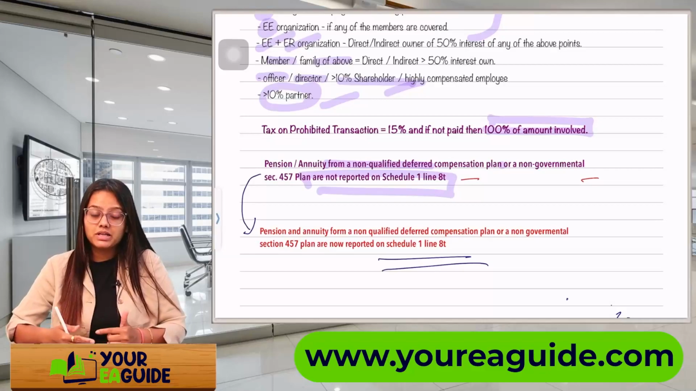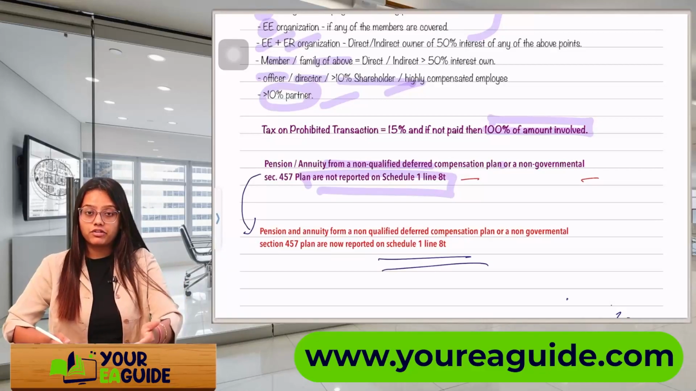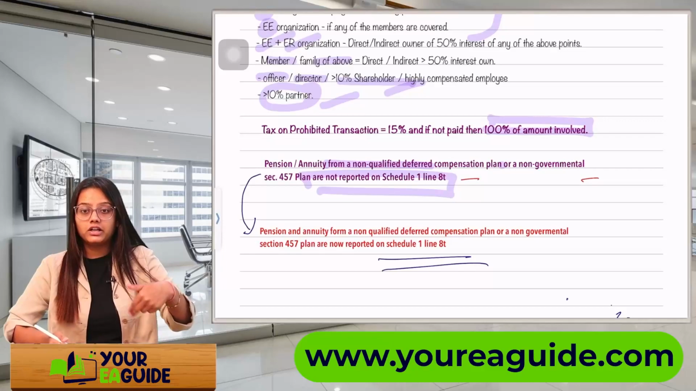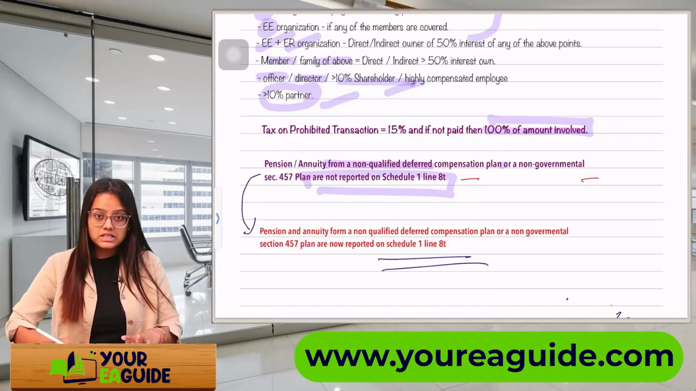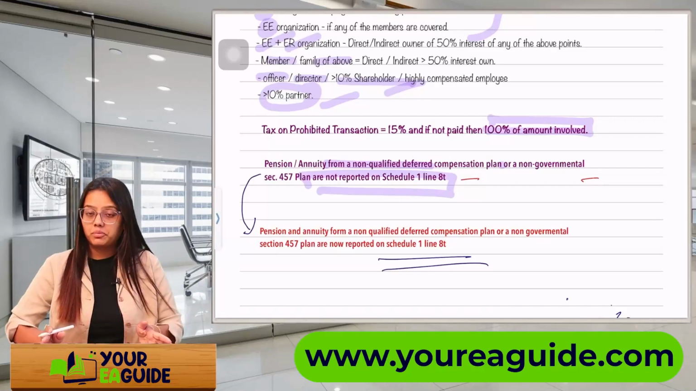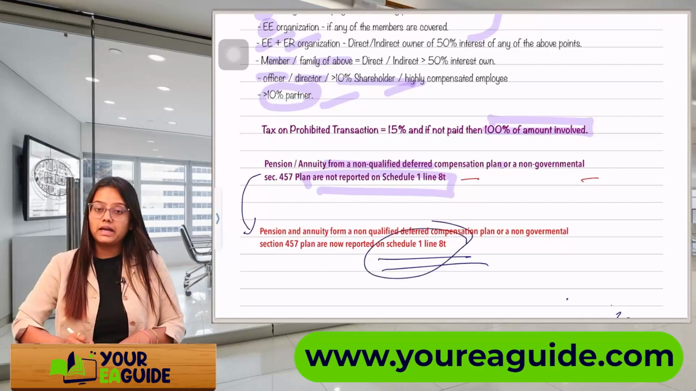Deferred compensation means your compensation is deducted right now, and you will receive it later on after a number of years. So you're deferring your compensation. Right now you're not paying any taxes on that, you're deferring it to the upcoming years. So for that deferred compensation given to non-government employees under a section 457 plan, earlier it was not reported anywhere, but since you're deferring your compensation, now you have to report it on Schedule 1 line 8T.